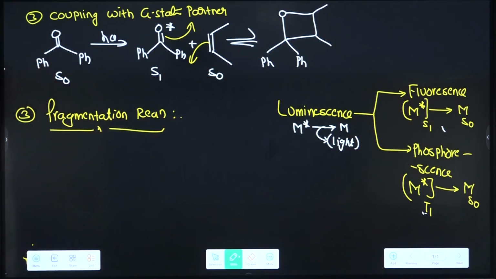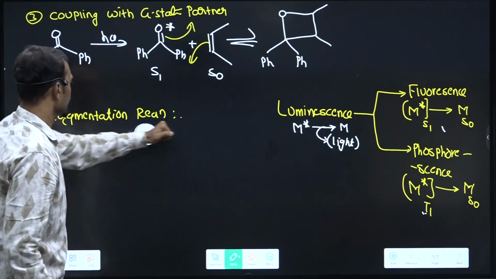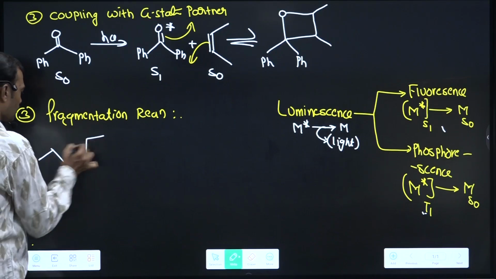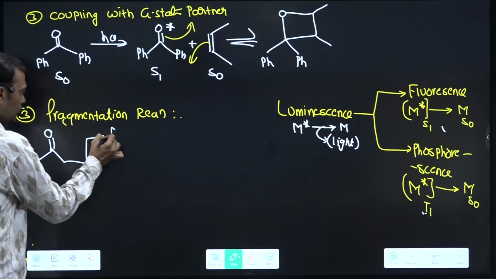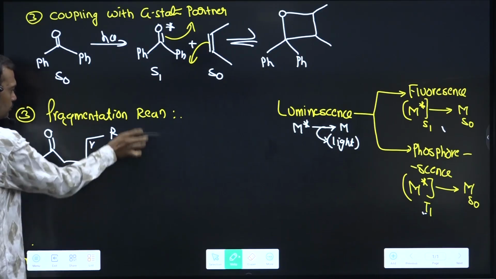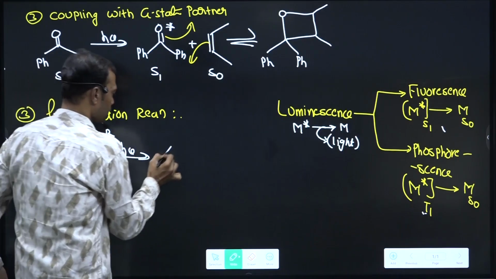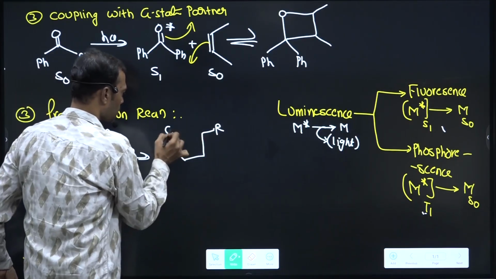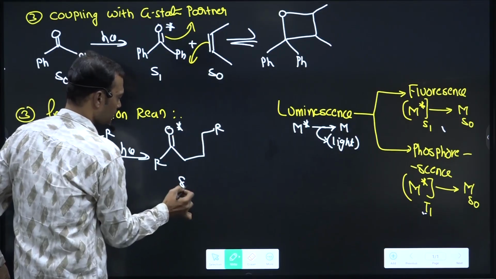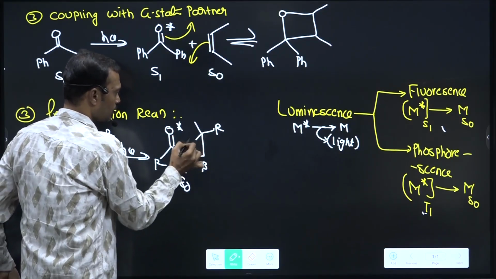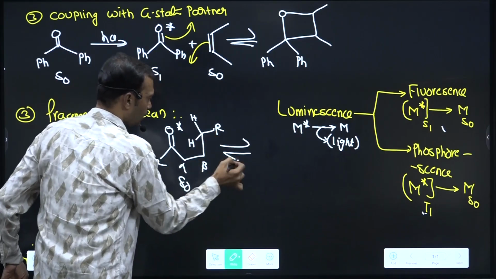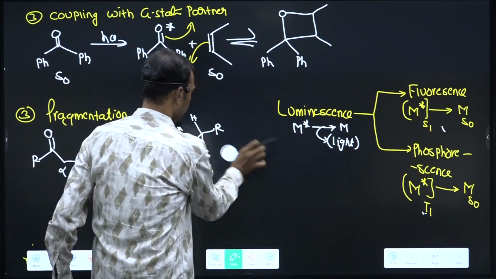Fragmentation. Alpha, beta, gamma. This is ground state. Now photochemically excited. Here are double bond or like this. It is photochemically excited. Alpha, beta, here gamma. Now after excitation they undergo fragmentation.